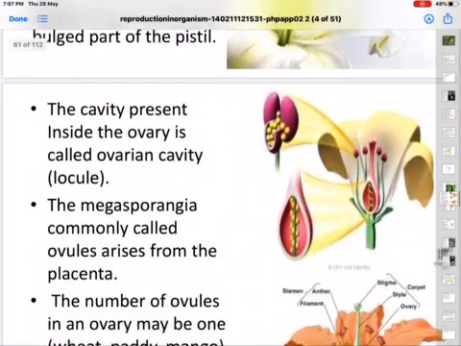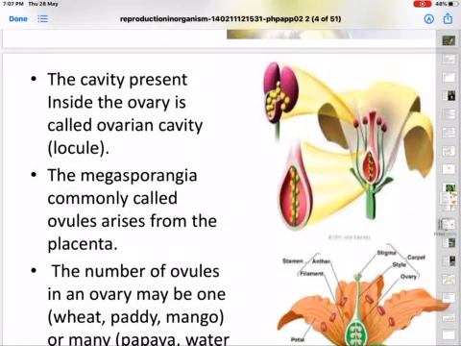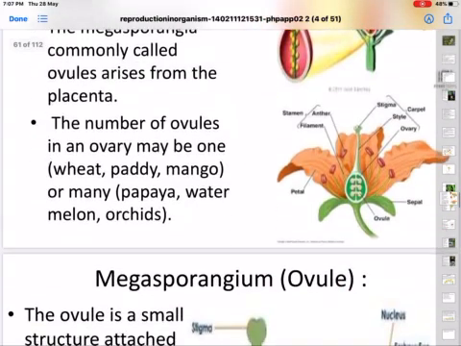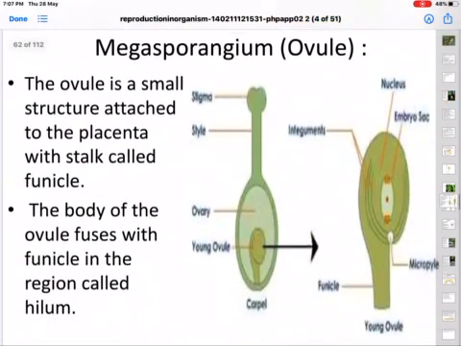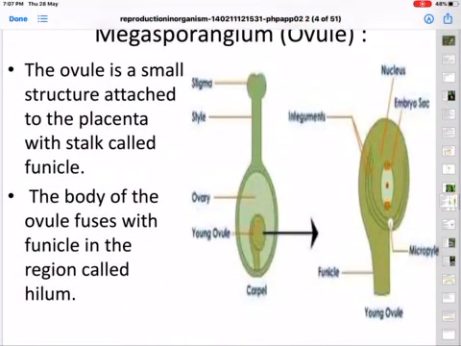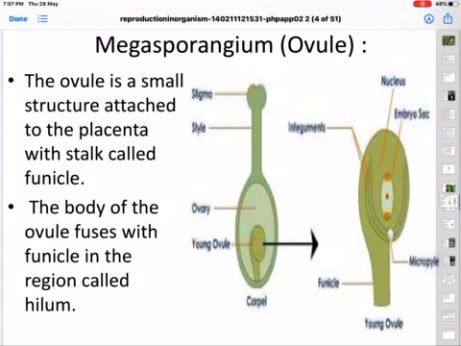The cavity present inside the ovary is called locule, the ovarian cavity. The megasporangia, commonly called ovules, arise from the placenta. Placenta is again a tube. The number of ovules in the ovary may be 1 like in wheat, paddy, mango, or many like in papaya, watermelon, orchids. Now let's see the megasporangium or the ovule, the structure of ovule.